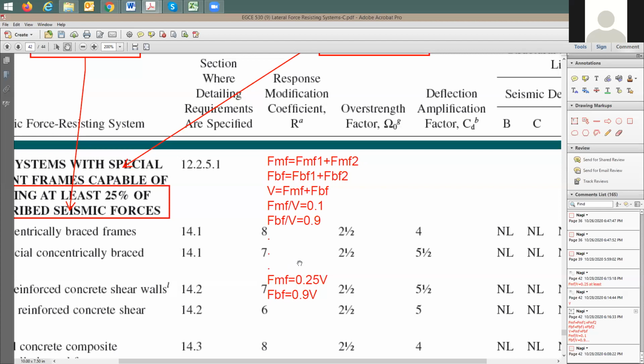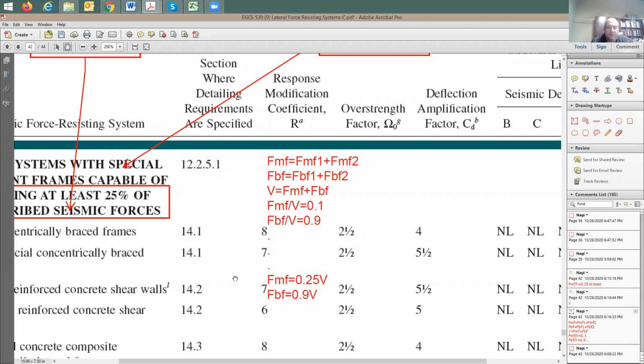Professor? Yeah. You said that the V shear force is equal to FMF plus FBF, right? But the FBF is the 25% force that goes to the brace frame, and this is going to be the force to the moment frame, the design one? Yes, sir. But sir, if we add both of them, like if a moment frame is 25% of shear force and brace frame is 90% of shear force, it will be more than 100%. Yeah. So wouldn't it be more than V? Yeah, this is what the code says.